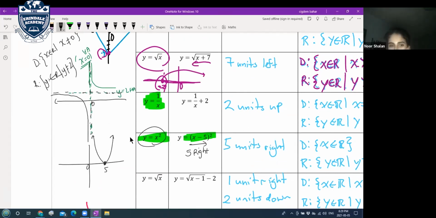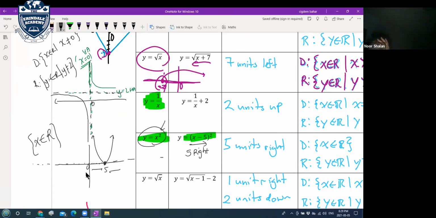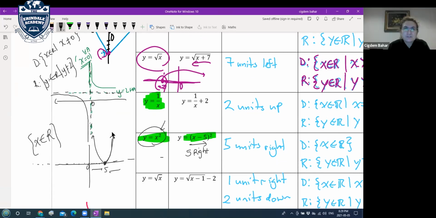Domain, isn't it 5? No, domain is everything. When it's a parabola, domain is always all real numbers, always. Even if you move right or left, it doesn't matter. X can be everything. Why? This is your function. If you touch here, you have a y value. If you come from here, you have another y value. This is going up. If you are here, you have another y value. So everything can be in my domain. Do you see? I can extend this graph.